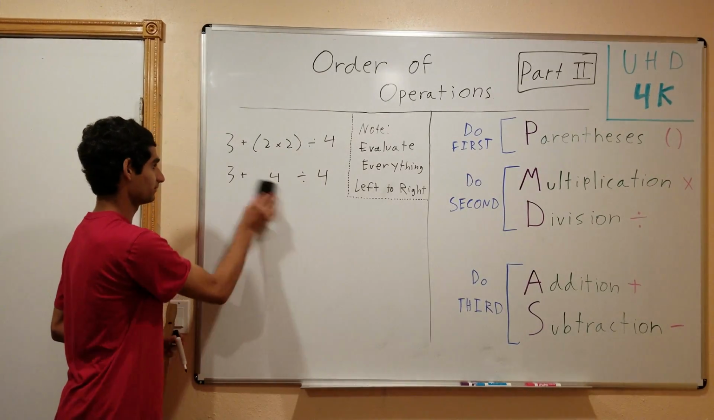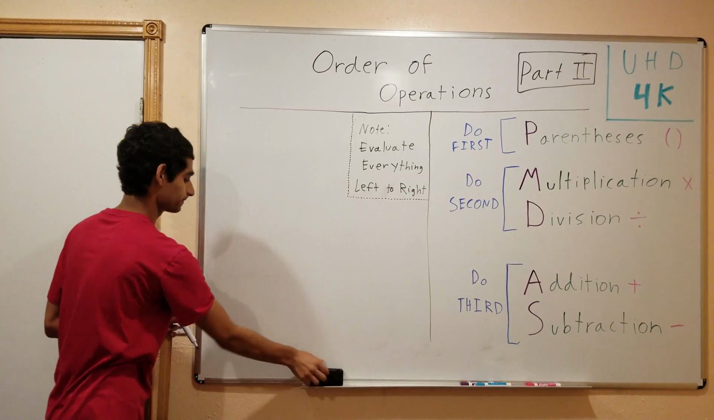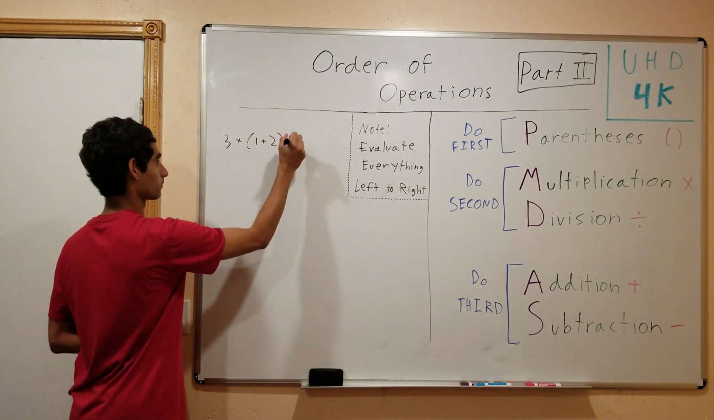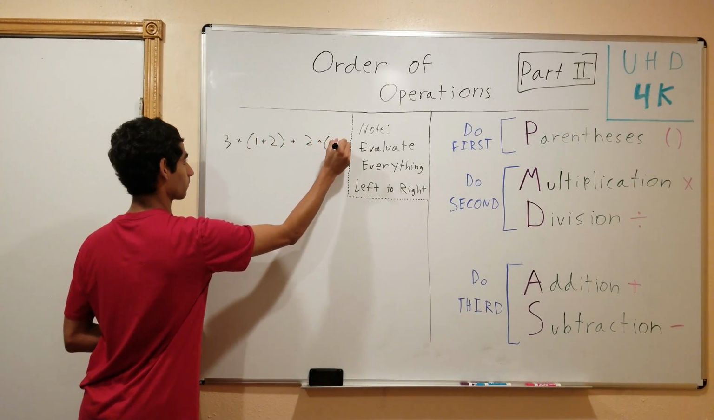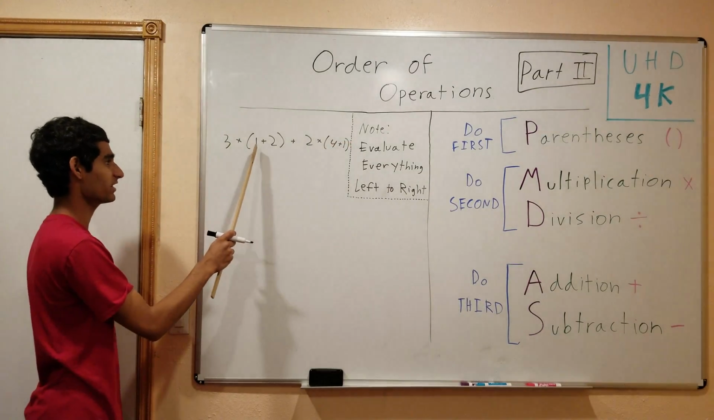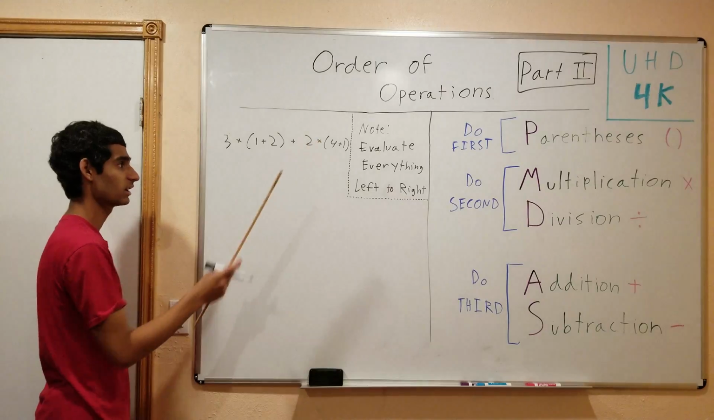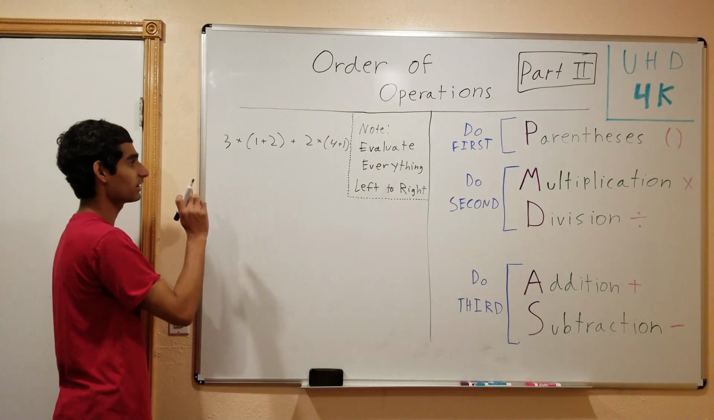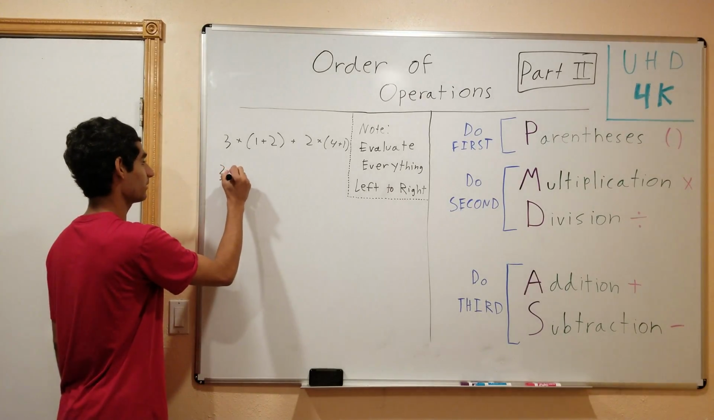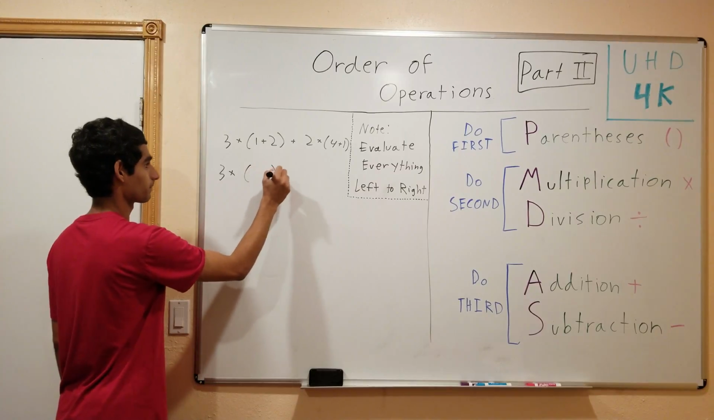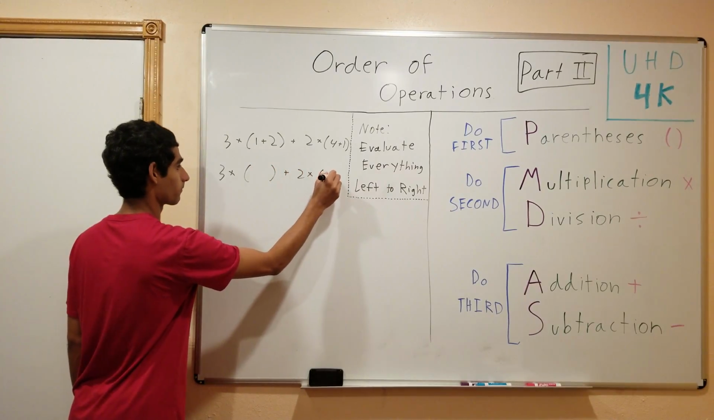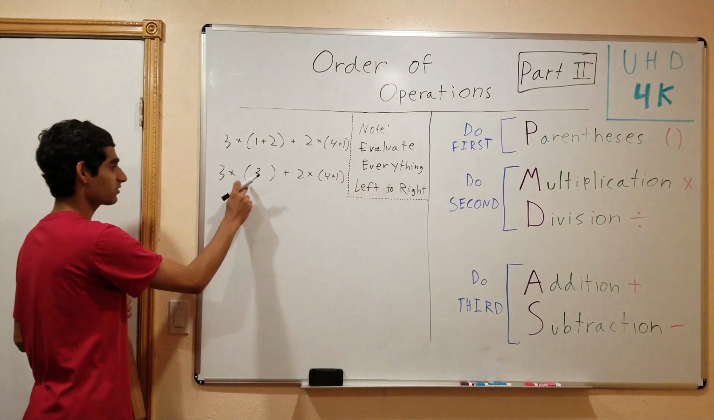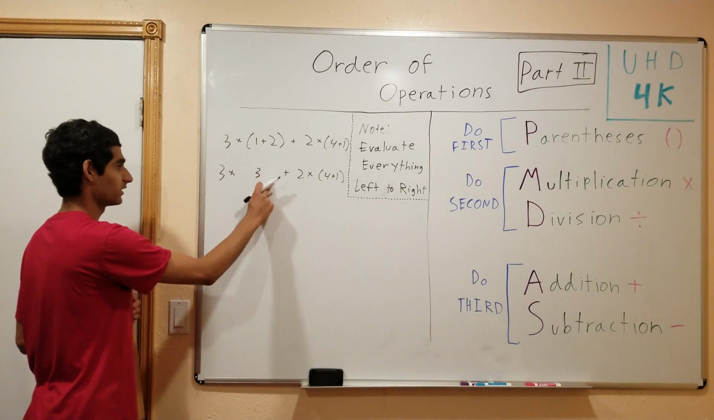Let's do another problem. Three times, in parentheses, 1 plus 2, times, in parentheses, 4 plus 1. So as I said, you have to evaluate everything left to right. So let's evaluate the leftmost parentheses first. So 3 times, what is 1 plus 2? 1 plus 2 is 3. And since there's only one number inside, we can take out the parentheses.